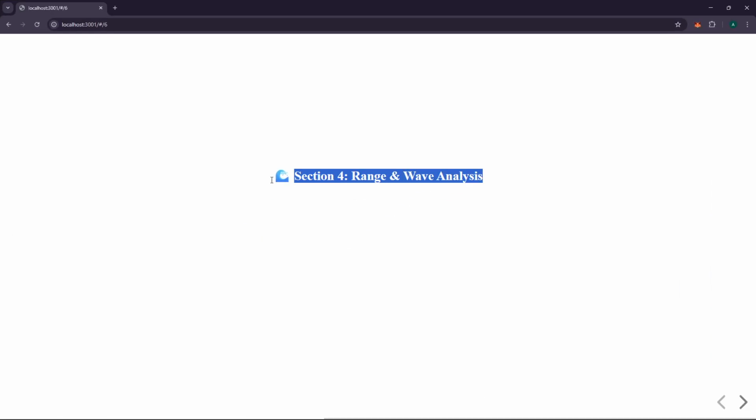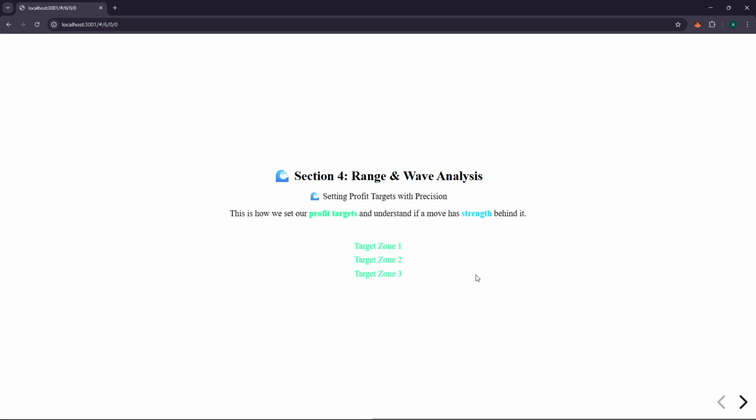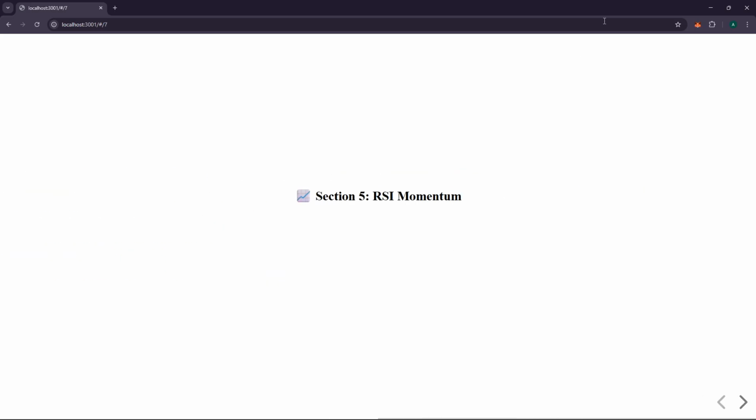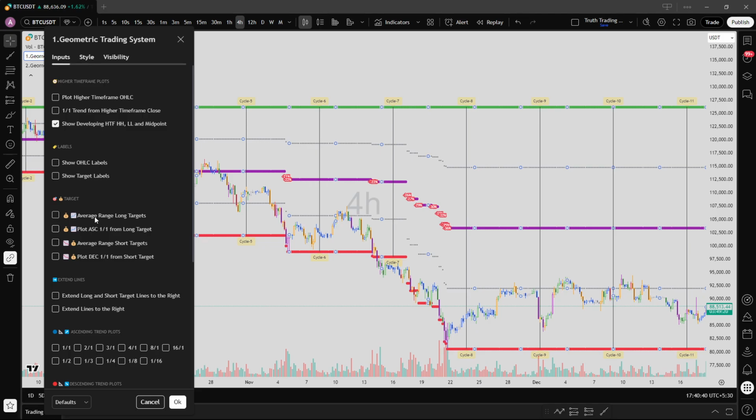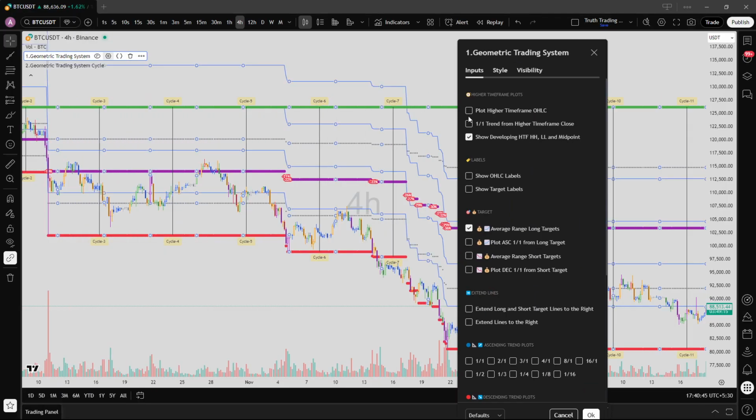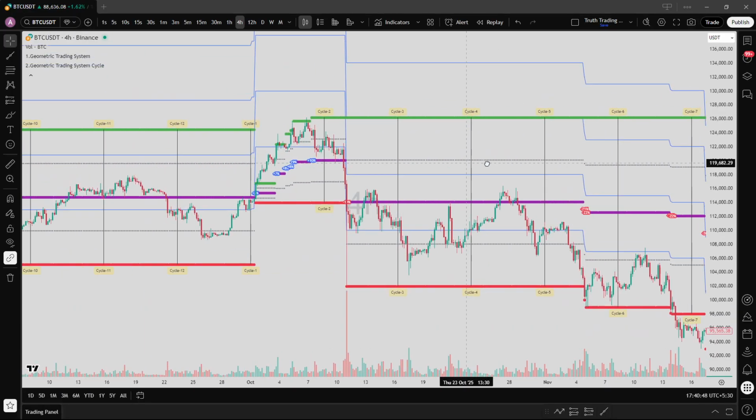All right, so let's move on to section 4, range and wave analysis. We're going to be using it for setting profit targets with precision. This is how we set our profit targets and understand if a move has strength behind it. We'll lay out target zone 1, 2, 3 like that. If I go to this, we can see the average range long targets, and you'll see those targets there, right?